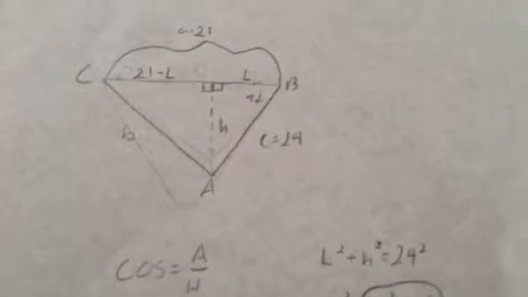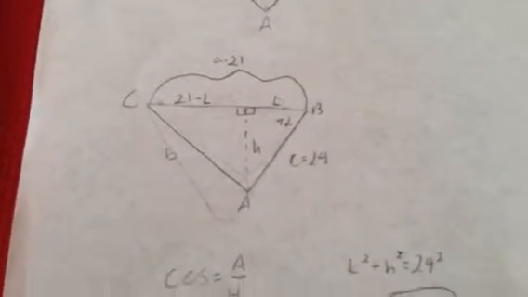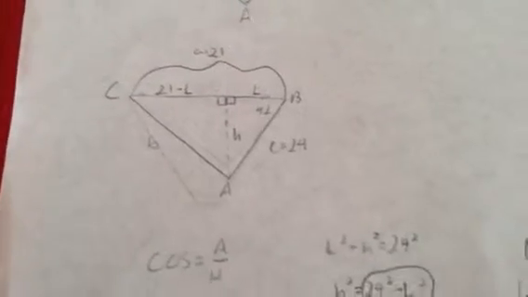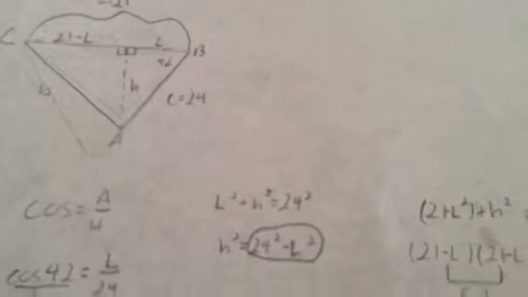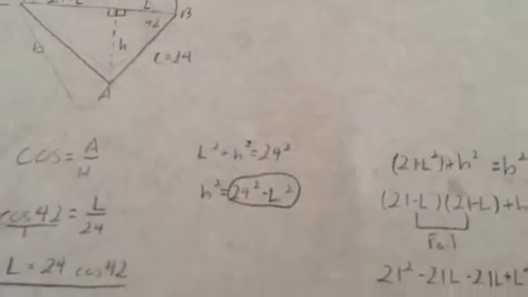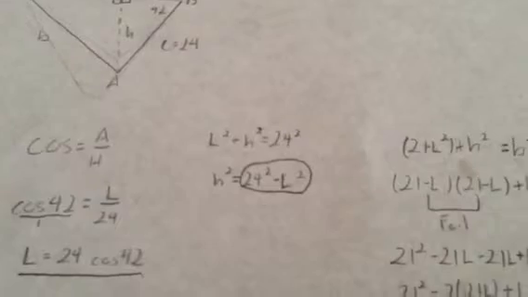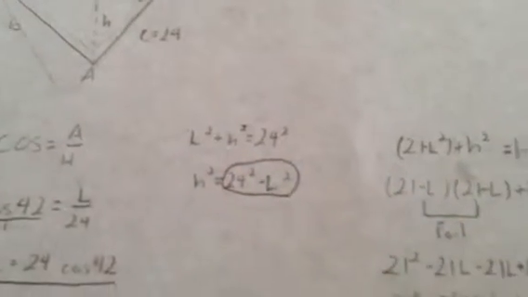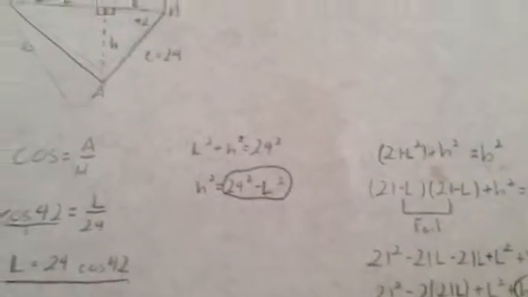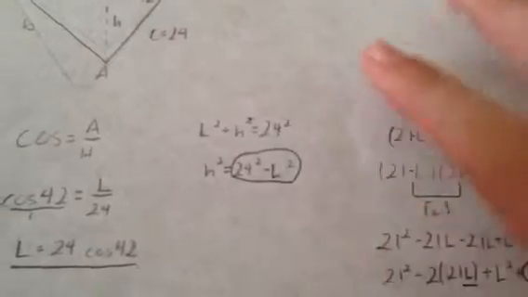Now what we want to find out is how to find h, and for this we'll be using Pythagorean theorem. And so what we'll do is we'll choose all three sides. So we have L, H, and 24. So L squared plus H squared equals 24 squared. And again, we want our variable to be in solitude. So what we do is we move it over by subtracting L squared from both sides. And that's how we find out what H is.